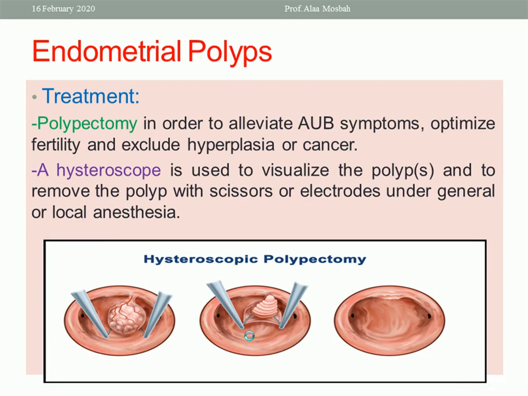The treatment includes polypectomy in order to alleviate the abnormal uterine bleeding symptoms, optimize fertility, and exclude hyperplasia or cancer. We are using hysteroscopy for polypectomy. It can visualize the polyp very well and remove it by scissors or electrodes under general or local anesthesia, as you see in this picture. This is after removal of the polyp, the uterine cavity becomes free.